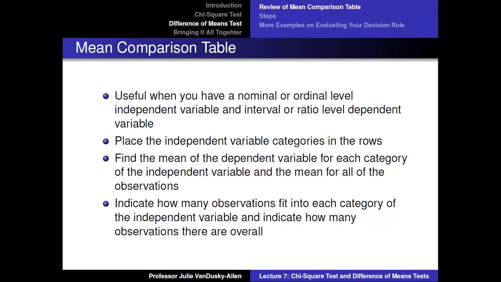In the previous lecture, I showed you how to use a mean comparison table to analyze the relationship between two variables. A mean comparison table is useful when you have a nominal or ordinal level independent variable and an interval or ratio level dependent variable. You place the independent variable categories in the rows, and then you find the mean of the dependent variable for each category of the independent variable and the mean for all of the observations. You should also indicate how many observations fit into each category of the independent variable and how many observations there are overall.